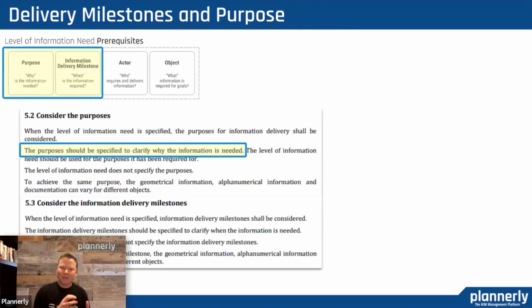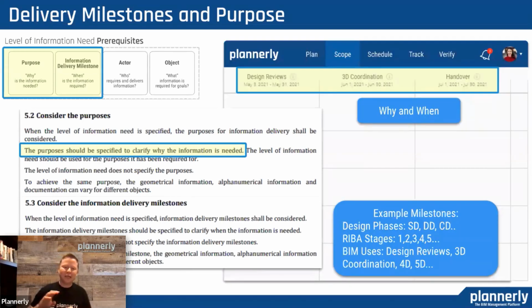So when we talk about delivery milestones and purpose, we need to understand, is it going to be a design review? Is it a 3D coordination purpose? Is that the real reason why we're creating the model? Or is it a handover, and maybe where less geometric representation is required and more data is required?